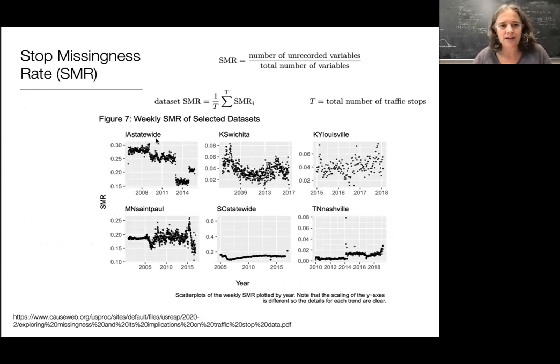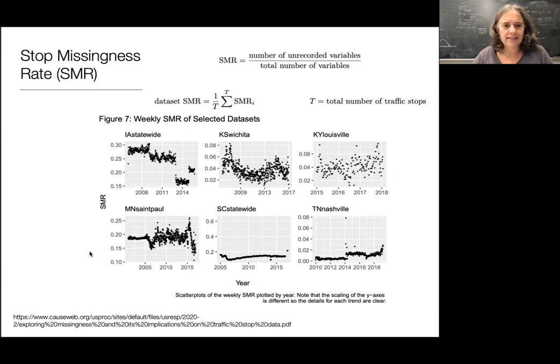So this is Iowa statewide versus Kansas, Wichita, Kentucky, Louisville, and you see over time there are really interesting, drastic differences in how much of the data is missing. If you're in Nashville, you're like, oh, that's 1% versus 8%, maybe not that much. But in Iowa, you're talking about 30% of the data missing.